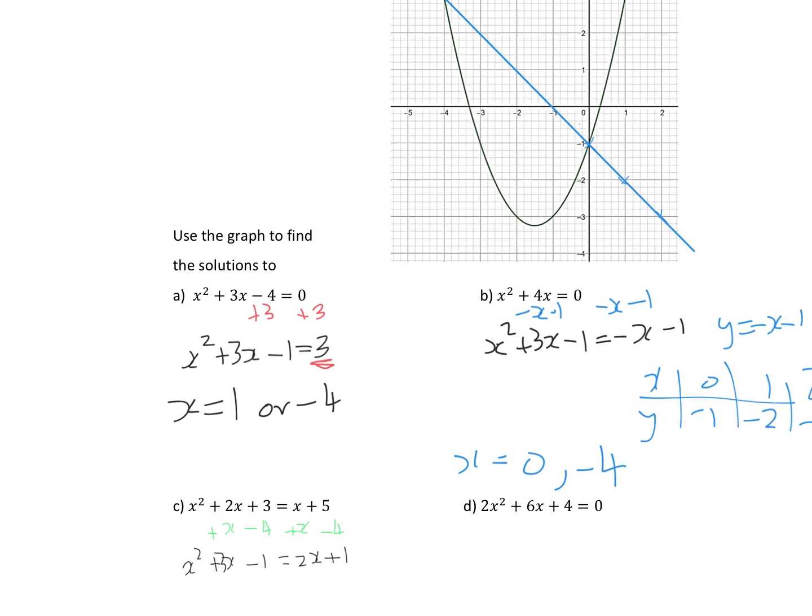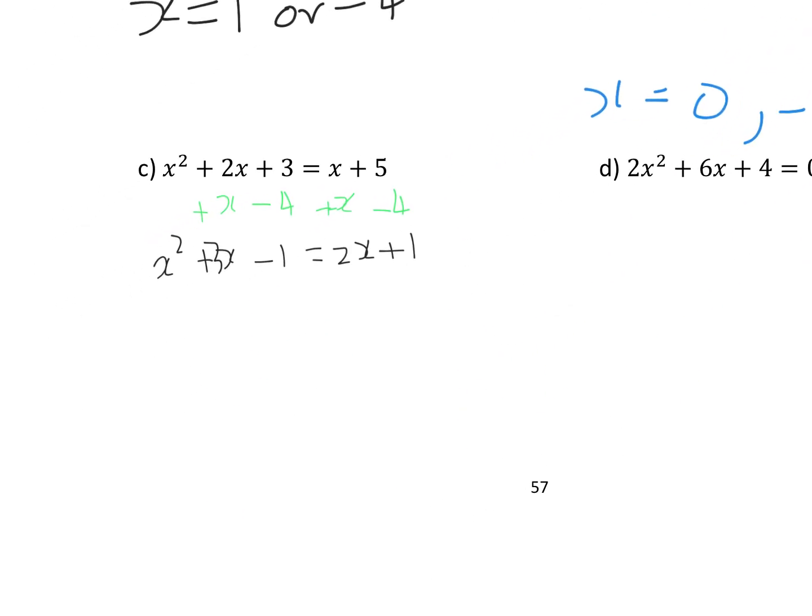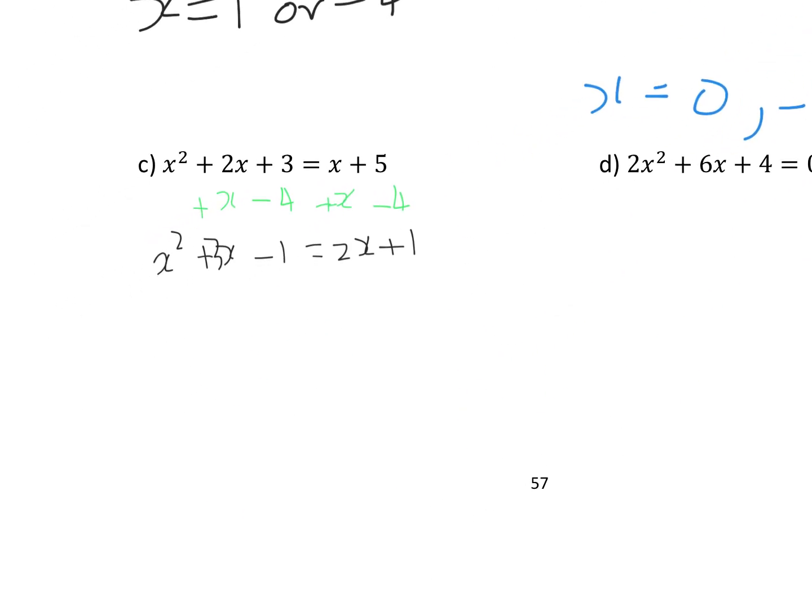Just to double check, our left hand side should be the graph that's been drawn, so we don't have to draw a different graph. And then the right hand side, we're going to need to draw that to see where the curve is equal to that line. So the line is y equals 2x plus 1. I should put that in yellow. Sorry, in green. Y equals 2x plus 1.